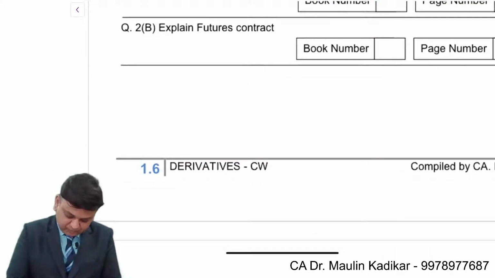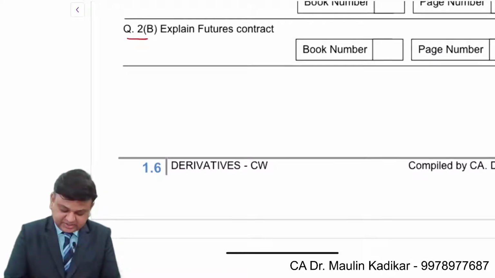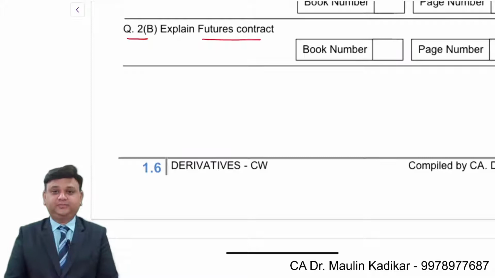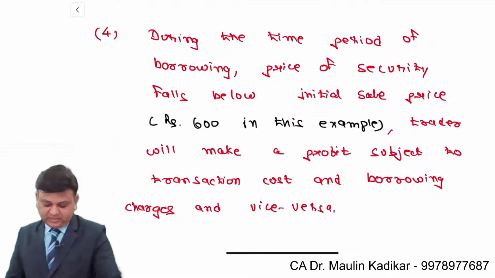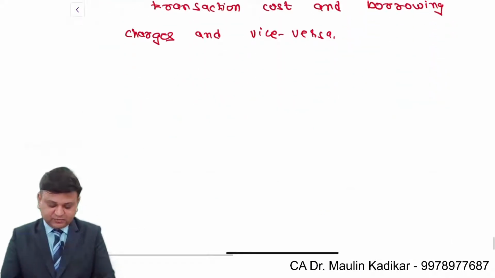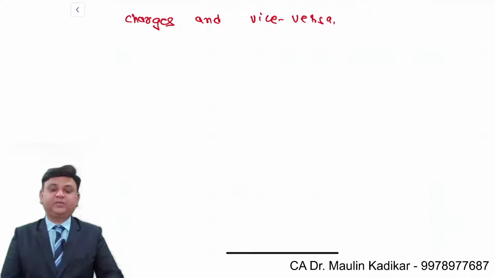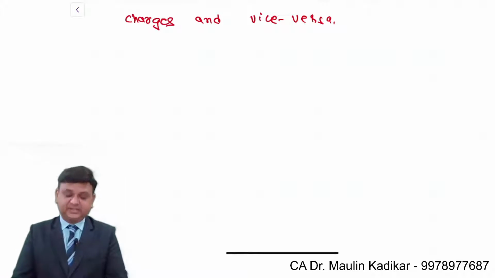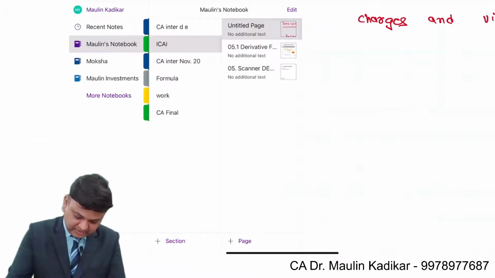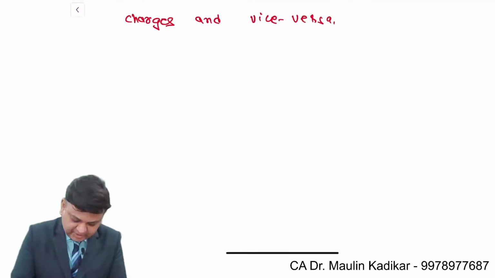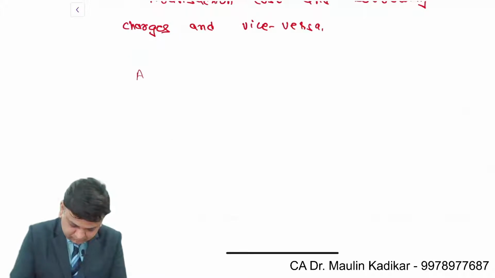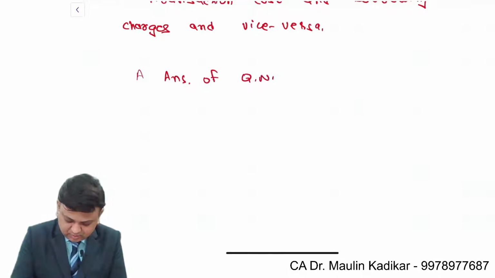Next question, question number 2b. The question says, explain futures contract. Let us understand what a futures contract is. Everybody is requested to pay attention. Let me give an explanation to you before we write the answer to question number 2b.